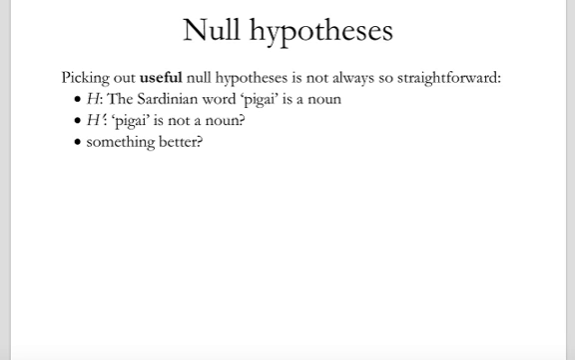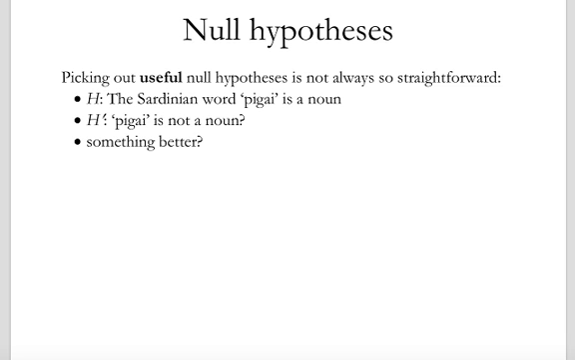Sometimes the sort of straightforward null hypothesis is easy to formulate, but is totally useless, right? So here's an example. The Sardinian word pigai is a noun. So what's your null hypothesis going to be? I mean, the sort of straightforward one would be pigai is not a noun, which, I guess that's something that you could formulate, but that's not going to help at all. It's not specific enough to really be able to investigate even on its own.